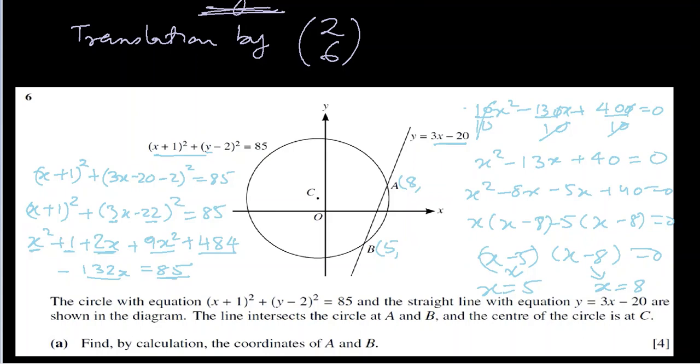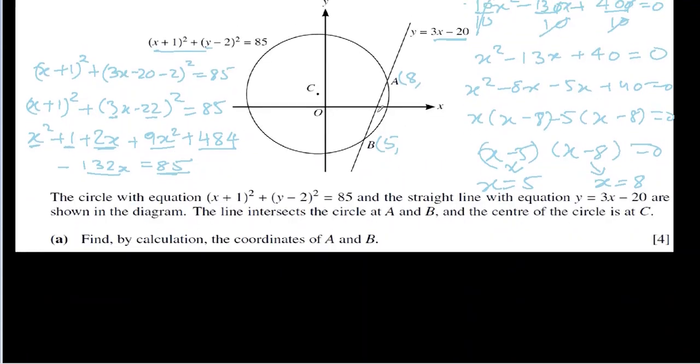What about y? It will not be a wise idea to use this to find y. It will be good because they are on the line as well. Use the line formula. So y equals 3 times, let's put this 5 first for B, minus 20. So 15 minus 20 is minus 5. So the y coordinate of B is minus 5. And that makes sense, right? It is below the x-axis, minus 5.